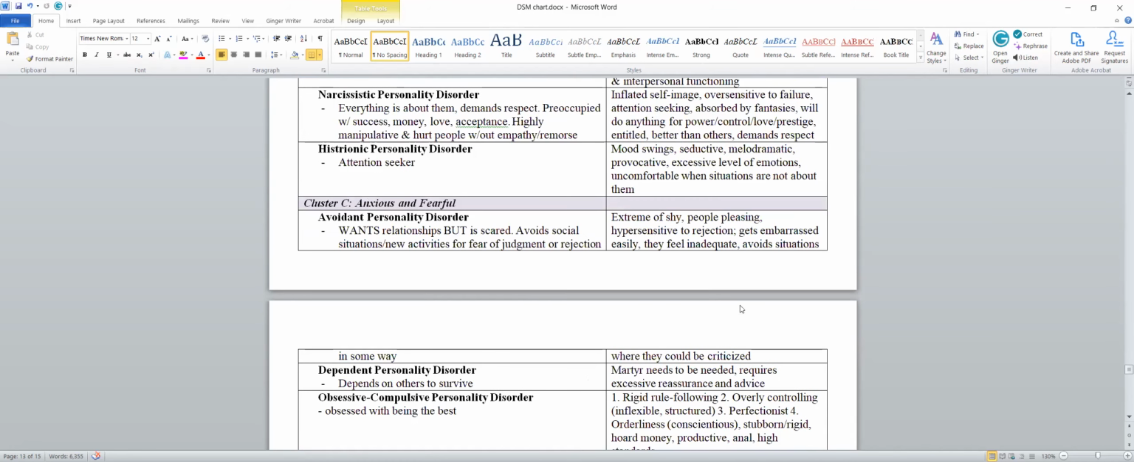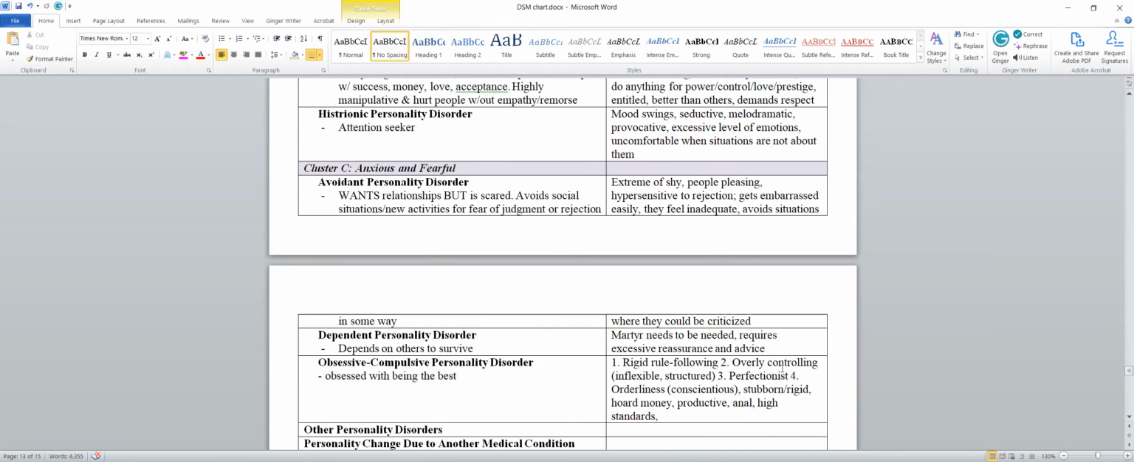So avoidant: they want relationships, but they avoid them because they are afraid of being judged and rejected and criticized. The dependent personality disorder depends on others to survive. They're a martyr and they need to be needed and require excessive reassurance and advice. That's the dependent personality disorder.